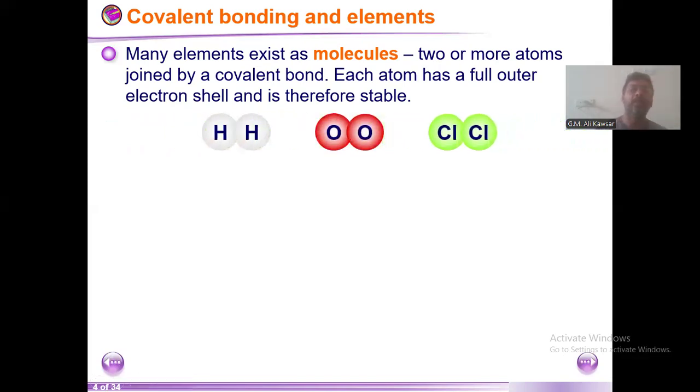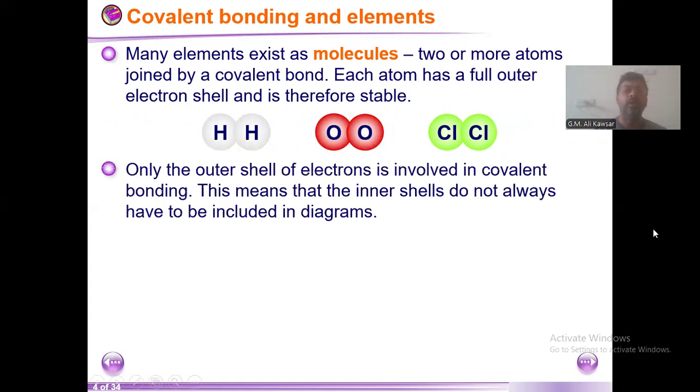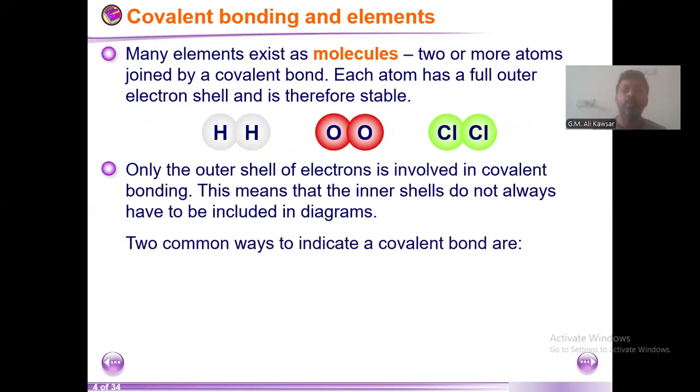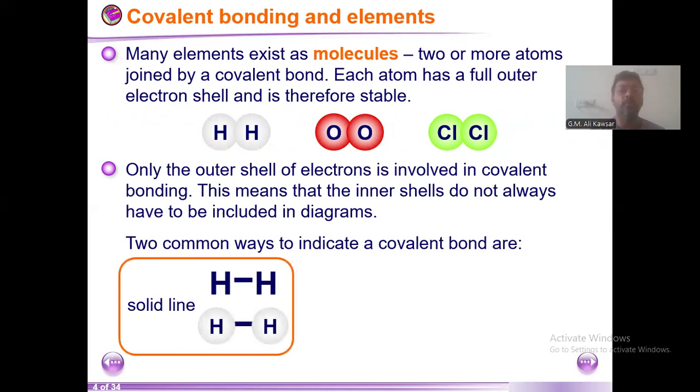Okay, let's see more examples. Already I have given the example of hydrogen. Then we also see the example of oxygen and chlorine. In each case, the electrons will be shared, and in this way they will pair electrons, and the covalent bonding will happen by sharing of electrons. And this type of bonding is always shown by a solid line. You can see that whenever a bond occurs between two hydrogen atoms in a hydrogen molecule, we show it by a single bond.